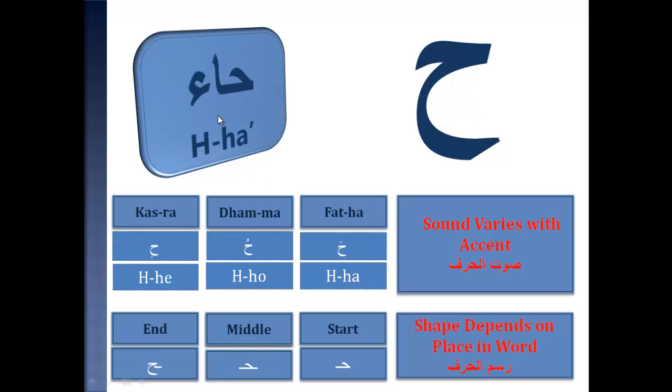The next letter is ha. The three basic sounds are ha, hu, and hi. Similar to the jim, in the beginning and the middle of the word, only the top part appears, and at the end of the word, the full shape of the letter appears.